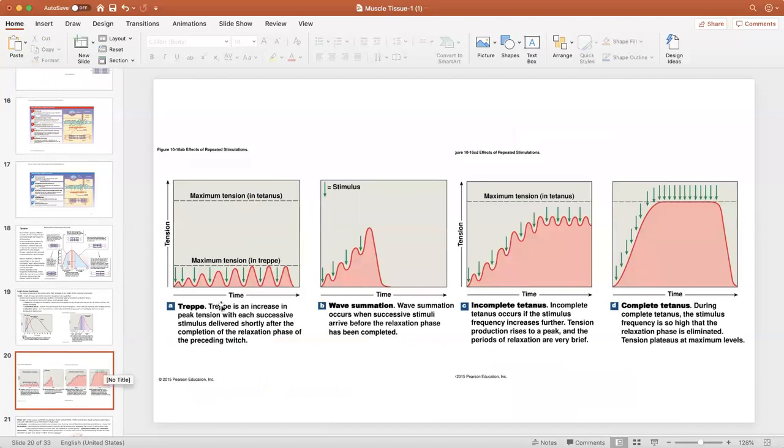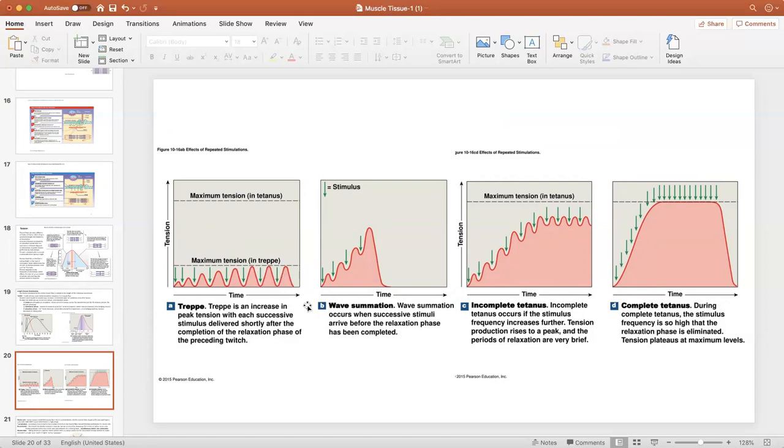We can build up increases in tension in a couple different ways. So the first way is called a treppe. The treppe is an increase in peak tension. We have a full twitch phase. So we have that stimulus, contraction, and then full relaxation. And each time we have a new stimulus, it increases the tension to the max tension load, okay, in a treppe. So this has the full twitch of the stimulus, contraction, full relaxation.